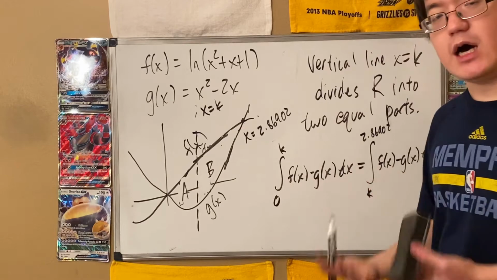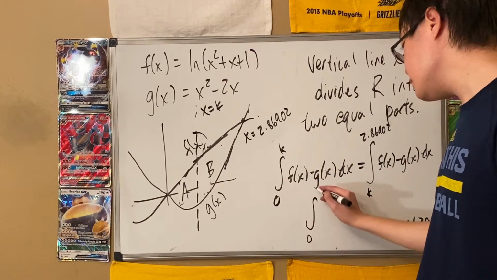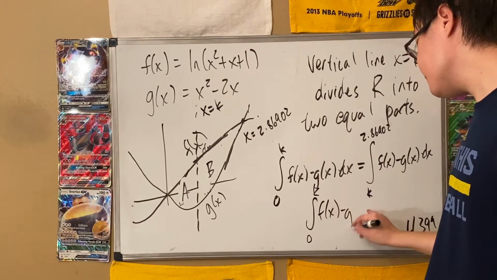Another perfectly valid answer would be to have this region A. So it's going to be the integral from 0 to k of f of x minus g of x dx.